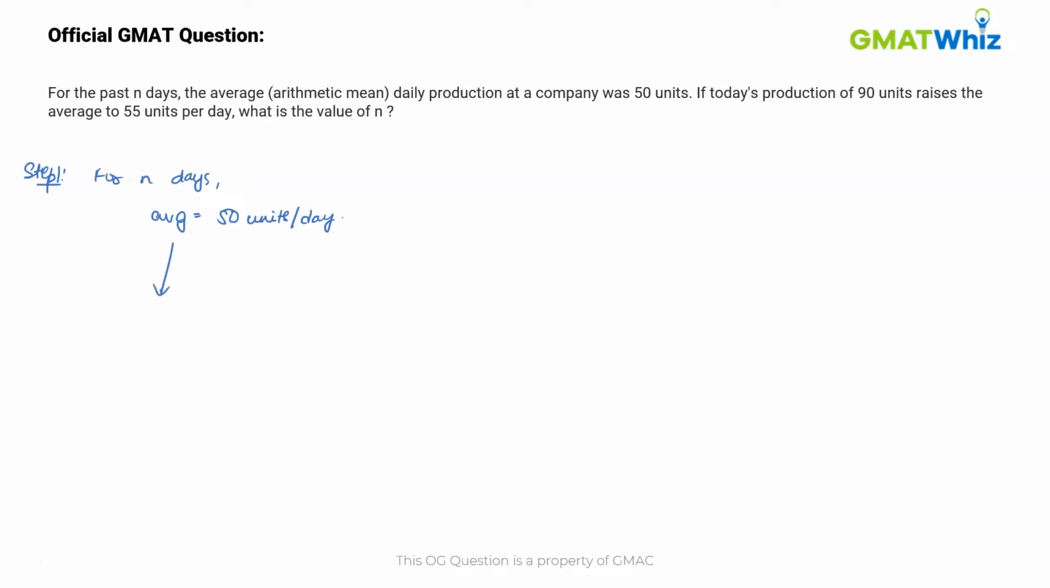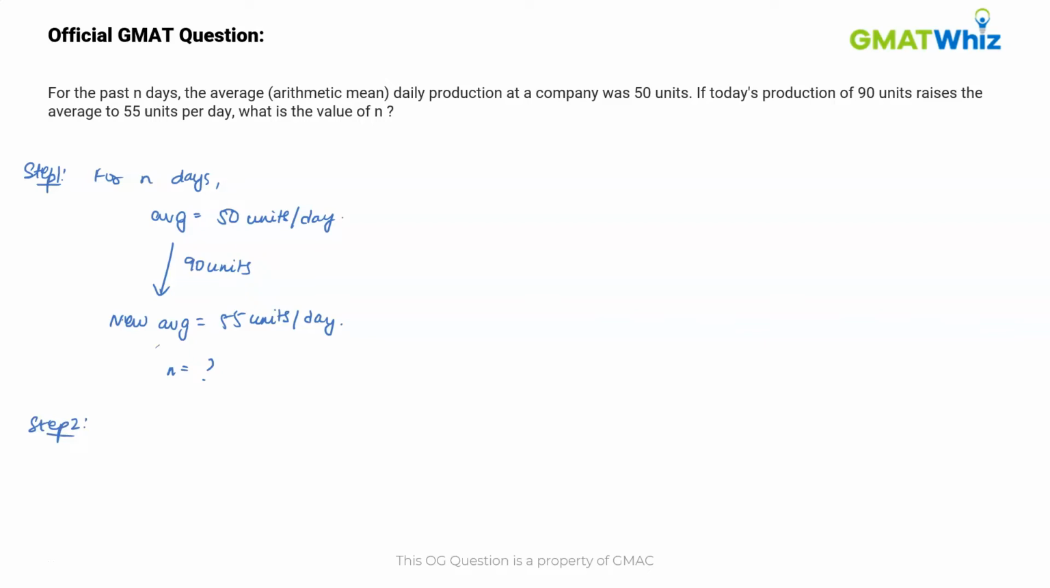So, an increase in 90 units of 1 day production increases the average to 55 units per day. We have to find the value of n, or the number of days. Now that we have written down all the information that we can get from the question, let's move on to step 2 and understand how to proceed with the solution.